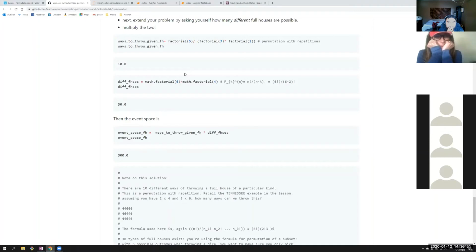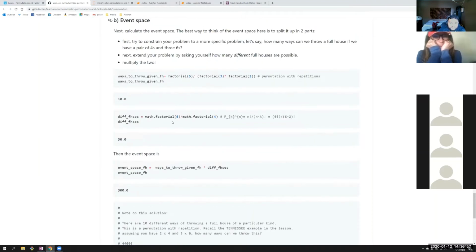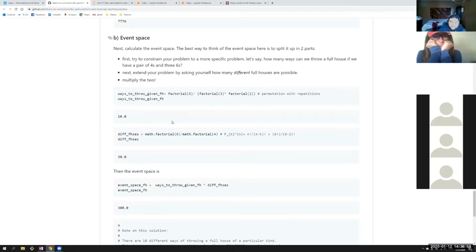Factorial 6 divided by factorial 4. Is that what the solution is? That's part of it. I think that's the second step. They're splitting it up into 2 parts, right? The first part is we're trying to figure out, well, how many ways can we throw a full house for a given full house.